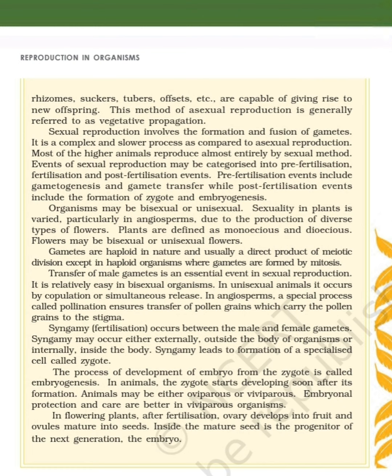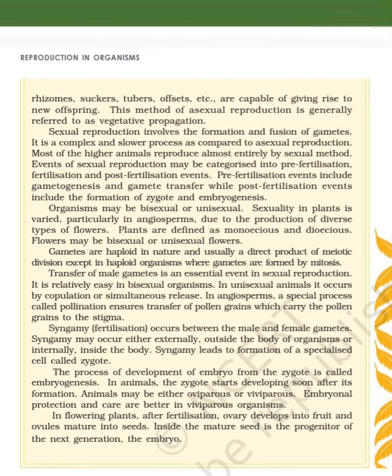Sexual reproduction involves the formation and fusion of gametes. It is a complex and slower process as compared to asexual reproduction. Most of the higher animals reproduce almost entirely by sexual method. Events of sexual reproduction may be categorized into pre-fertilization, fertilization, and post-fertilization. Pre-fertilization events include gametogenesis and gamete transfer, while post-fertilization events include the formation of zygote and the embryogenesis.